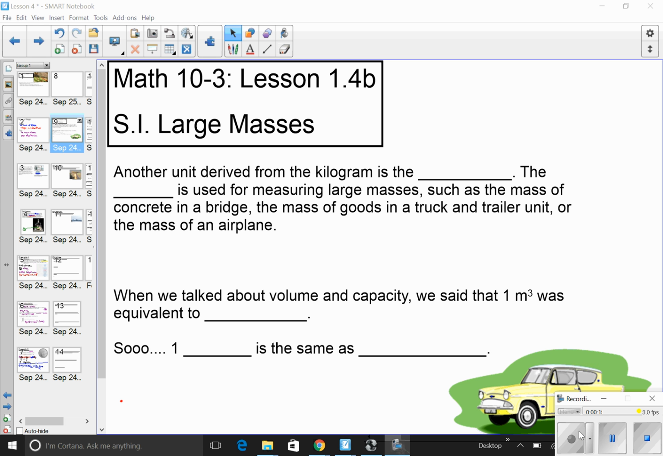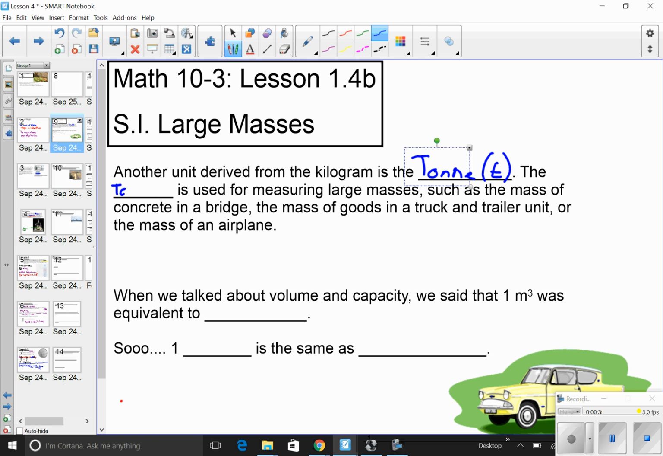Things... is called the ton. The abbreviation for that is a lowercase t. The ton is used for measuring large masses. We're talking things like cars, bridges, semi-trucks, stuff like that.